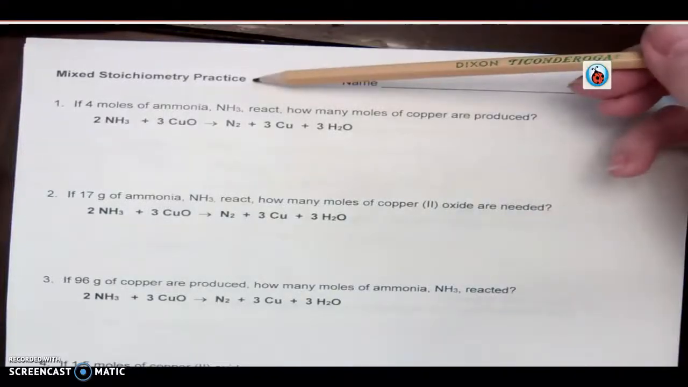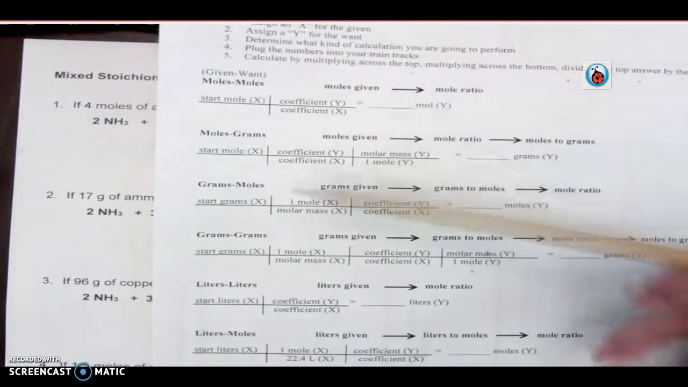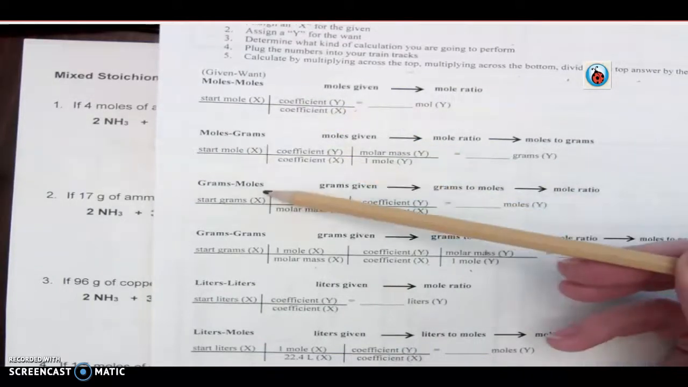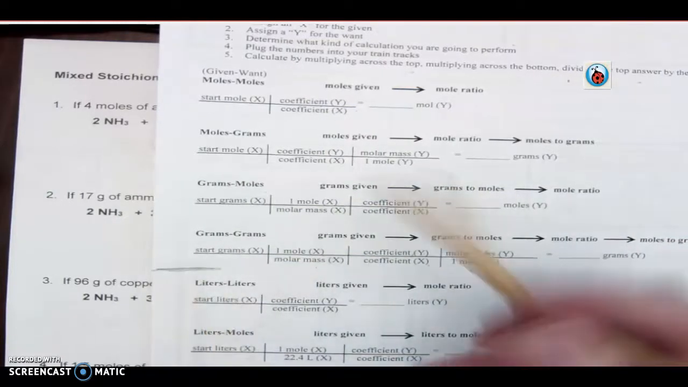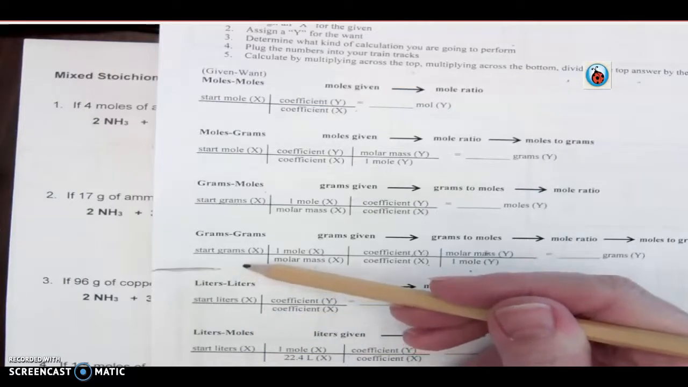Okay, on the mixed stoichiometry practice problems, we're going to have them all mixed up. So we're going to be using either moles to moles, moles to grams, grams to moles, or grams to grams. I'm not going to use any of these on the bottom here. Those are in the next unit that you will do.